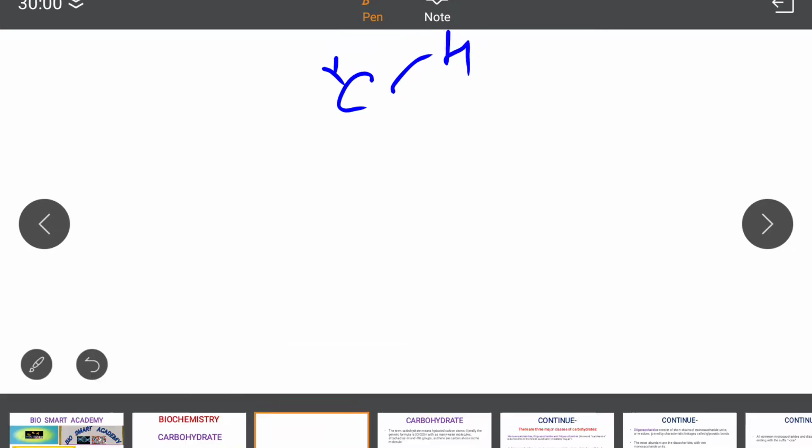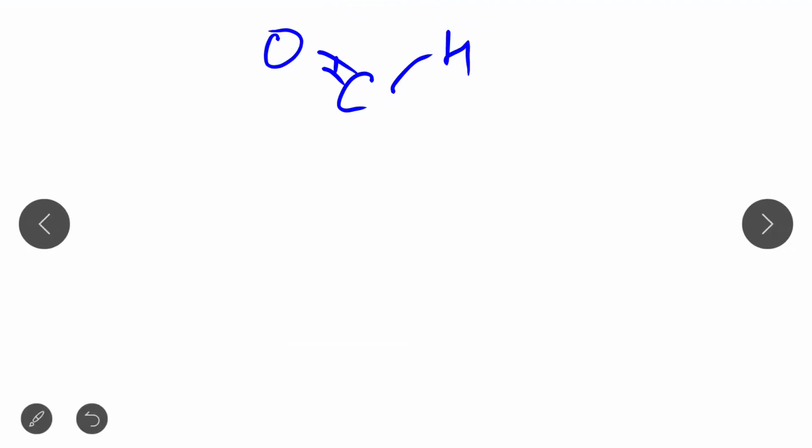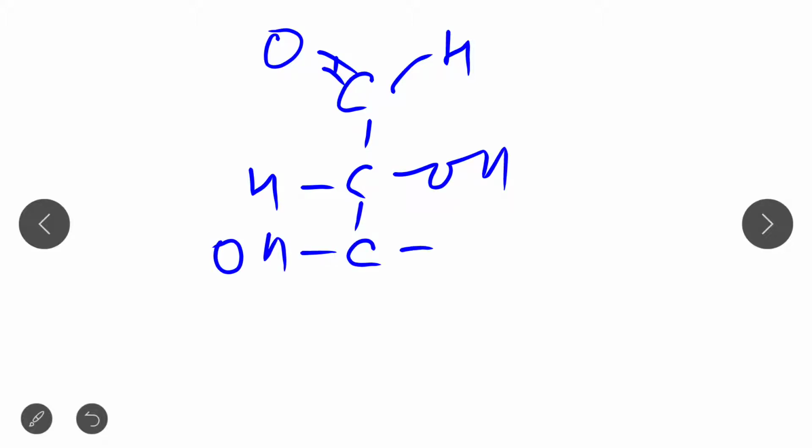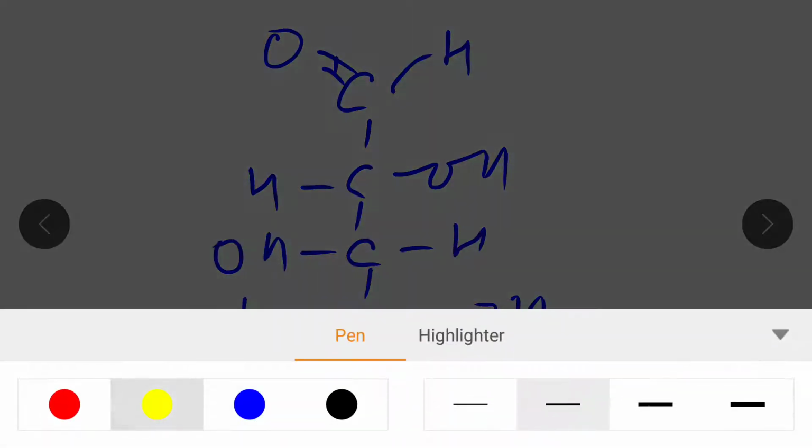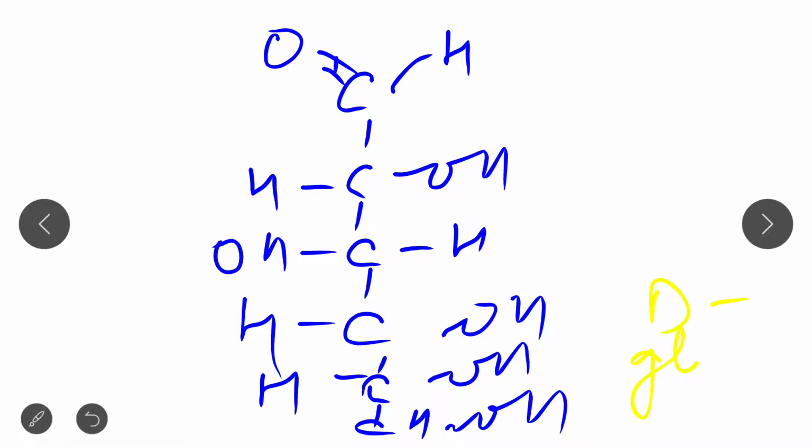D-glucose. In the case of glucose, an aldehyde group is present, that is the CHO group. Then CHOH, OH, a very simple structure. Just look at this structure. CH2OH, that is HOH and HOH. So this is the structure of D-glucose. This is a simple monosaccharide.